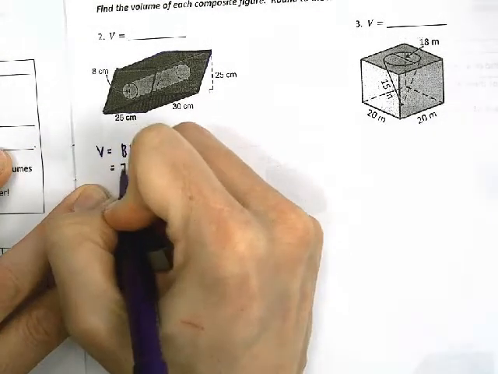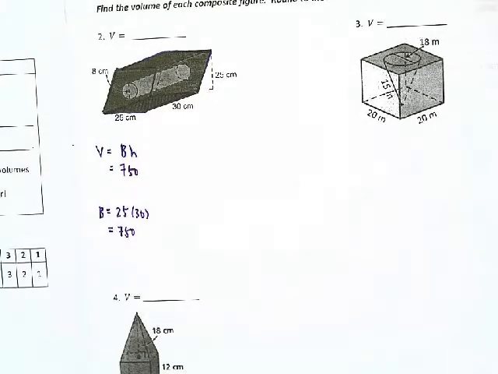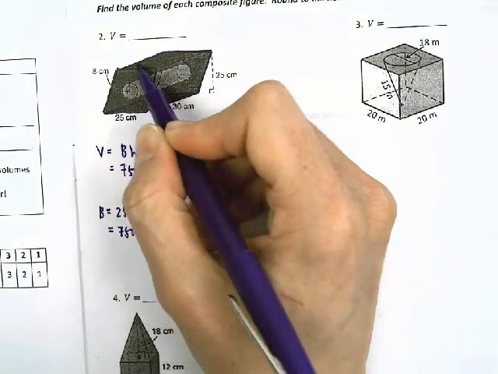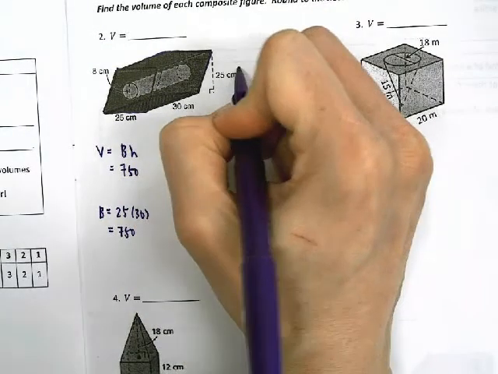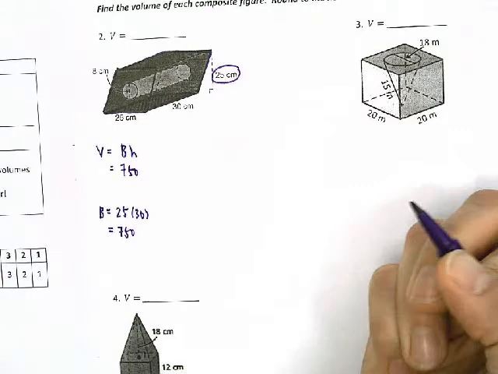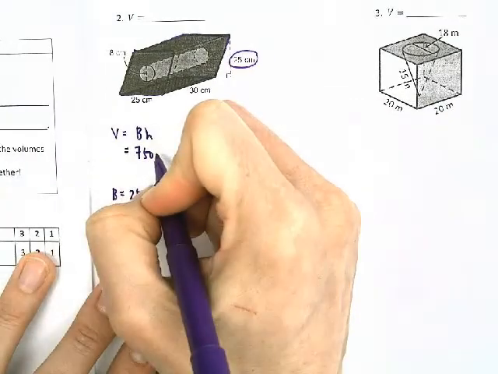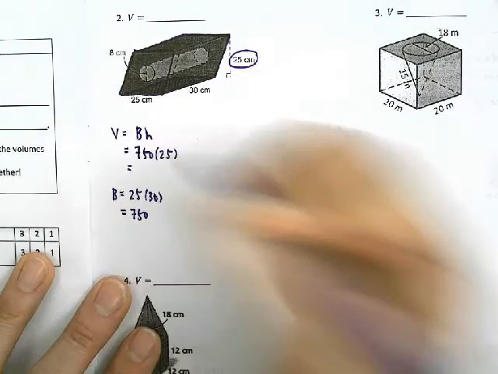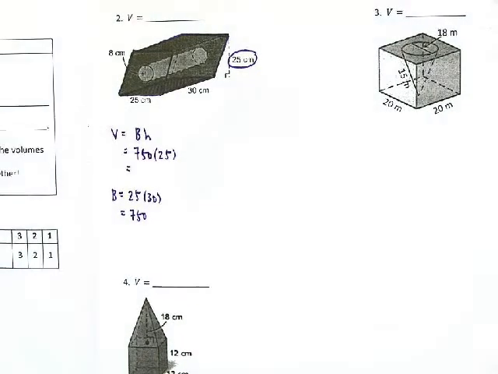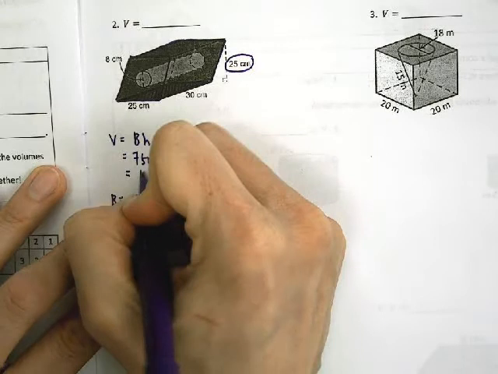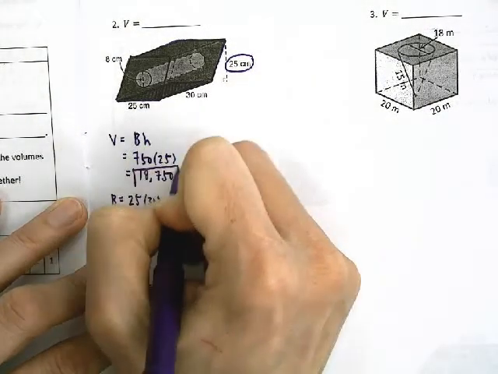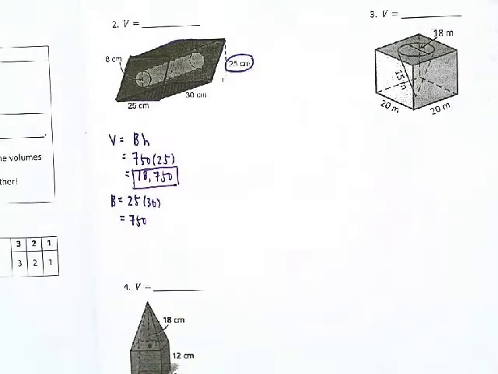So I'm going to go back up here. My area of the base is 750. Now, the distance between my base on the bottom and up top, here they give us the perpendicular distance is 25. So I'm going to multiply that by 25. And so when we do that, we get a volume of 18,750. So I'm just going to box that in for right now. So I hold on to that number.